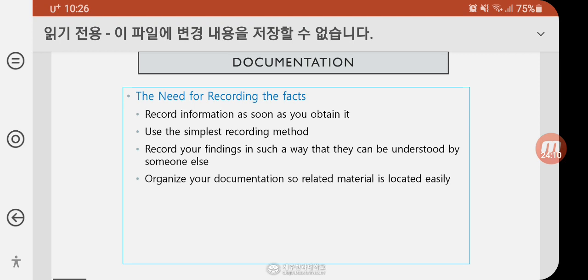Documentation records information as soon as you obtain it. Use the simplest recording method. Documentation records your findings in such a way that they can be understood by someone else. Organize your documentation so related materials are located easily.